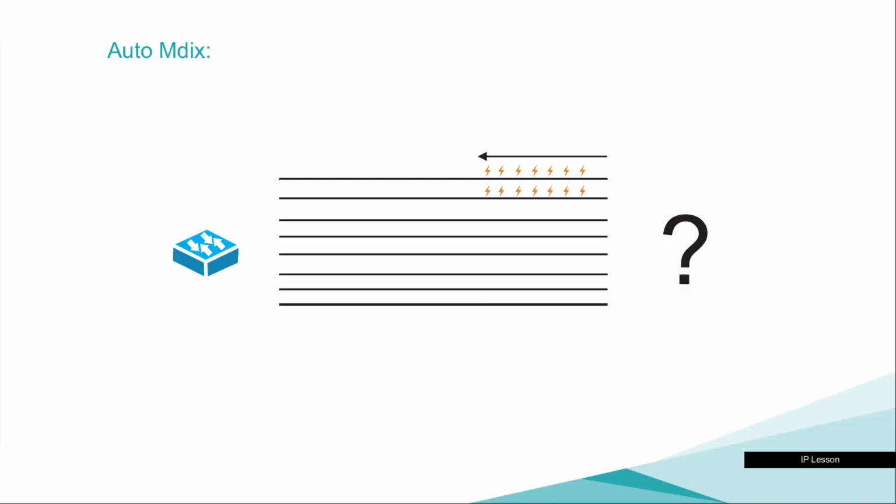There is also a feature on the switch called Auto MDIX, and this feature allows the switch to automatically change its transmit and receive pins based on the other end. So if the other end, regardless of what device it is, is transmitting data on 1 and 2, the switch will automatically receive data on 1 and 2 and transmit data on 3 and 6. So this feature is called Auto MDIX.